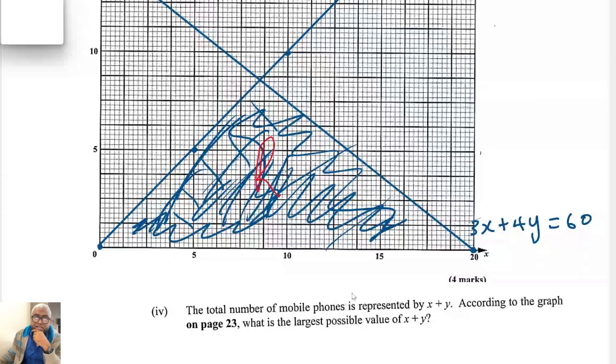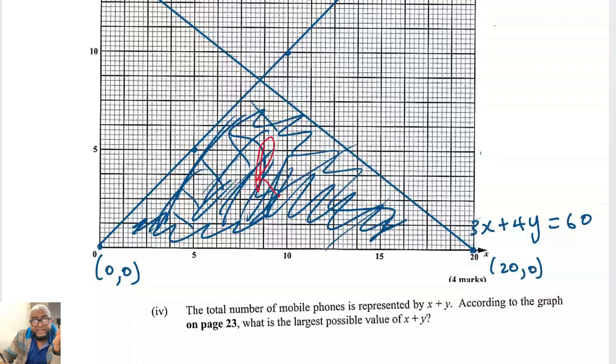So, the total number of mobile phones is represented by x plus y. According to the graph, what is the largest possible value of x plus y? Now, to find the largest possible value of x plus y, we have to examine the vertices of the region. This is one vertex here, 0, 0. This vertex here, which is our next point, would be 20, 0. And this vertex up here, this one is tricky.